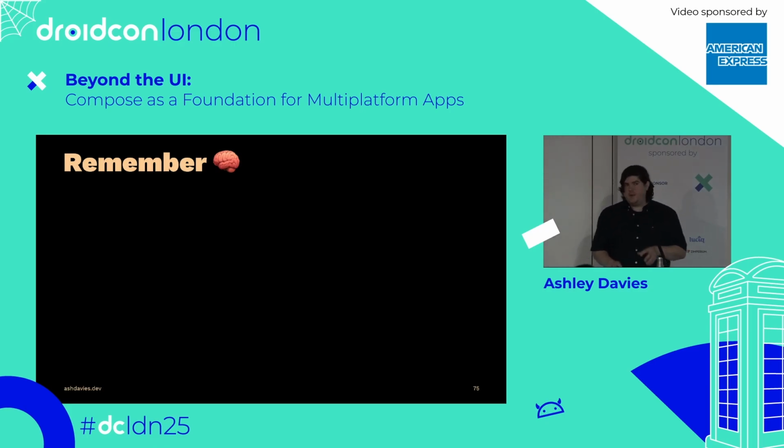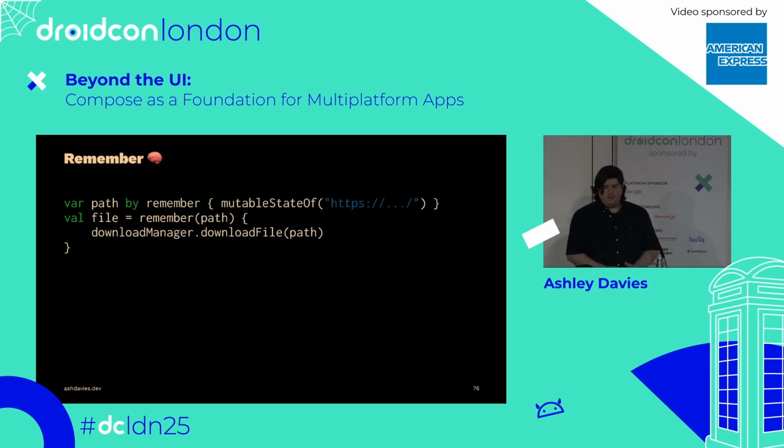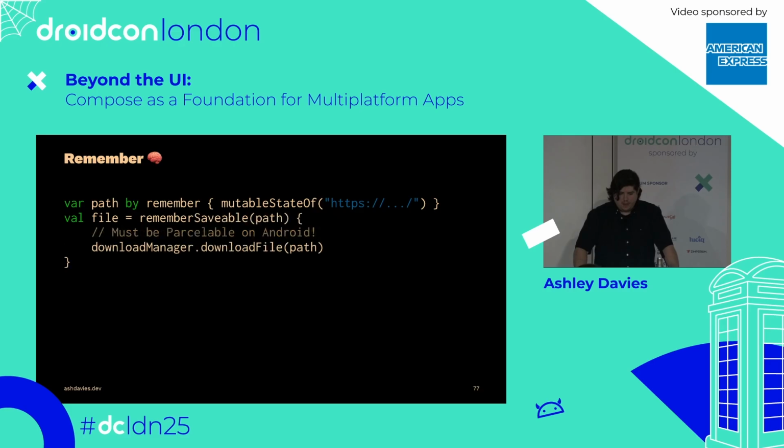But it does require a bit of forethought. It doesn't work out of the box. You have to think about what you're doing. So when the value of path changes here, for example, it's going to have to re-execute this download file. And that's what we're doing. We're passing path as a key to remember to say when path changes.